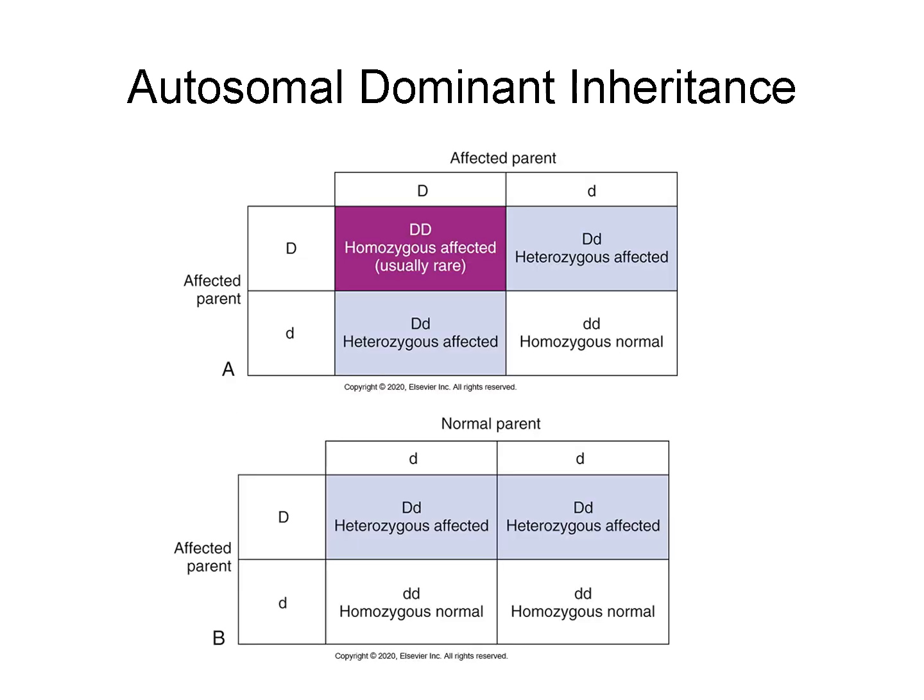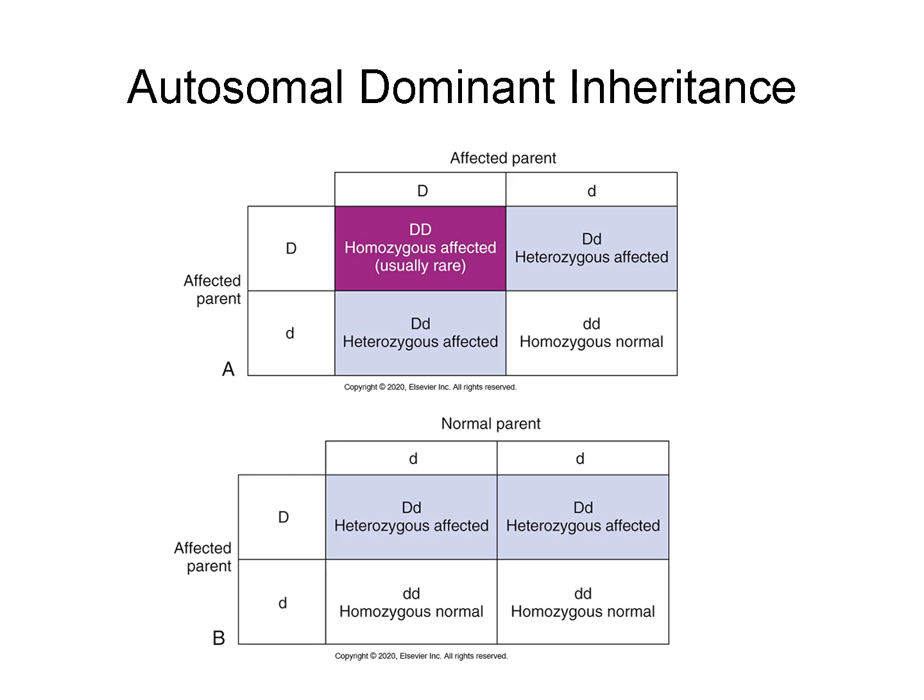This slide uses Punnett squares to illustrate how autosomal dominant traits are passed from parent to child. In the first chart, both parents are affected. If one parent carries two dominant alleles, labeled D, and the other is heterozygous, their child could inherit two dominant alleles and be severely affected, though this is rare.